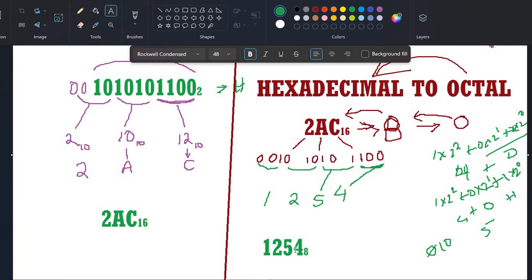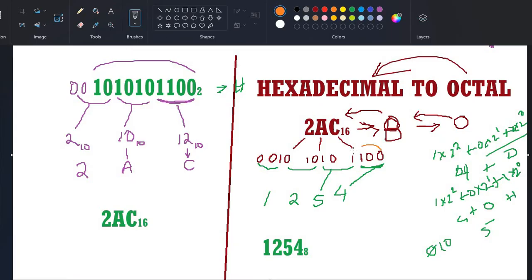Now you can also convert this octal number into a hexadecimal number. Just reverse this, right? For 4, you need to convert it into 3 binary bits. Then for 5, 3 binary bits. For 2, 3 binary bits. Then 1 into 3 binary bits. Then you combine them into groups of 4 bits, and convert each group into a single hexadecimal digit. This is how to convert hexadecimal to octal and octal to hexadecimal numbers.